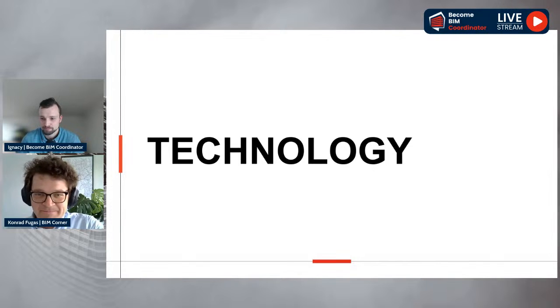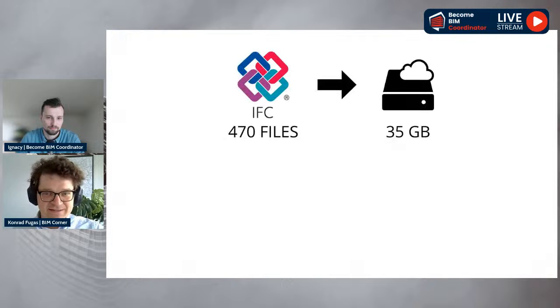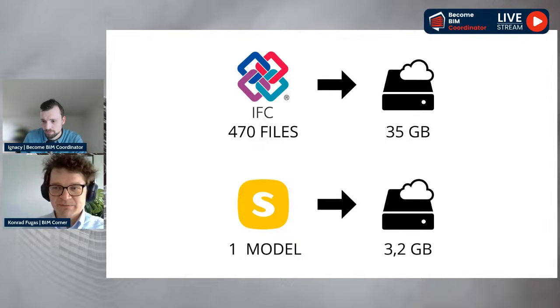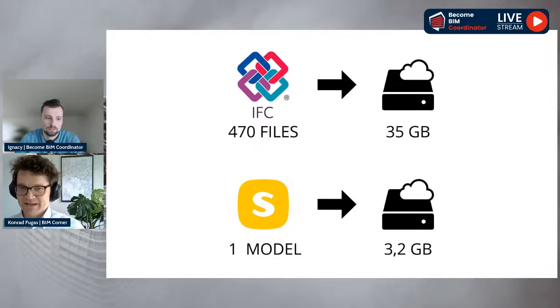Okay, so technology. We have to have software, and there are a lot of them, so we have to choose the correct ones. And what to choose? This is always a challenge. If the project, like ours, is a pretty big one, it's like 470 IFC models that weigh 35 gigabytes in total. A federated Solibri model weighs 3.2 gigabytes. And this is a lot. We push the software to its very limits.